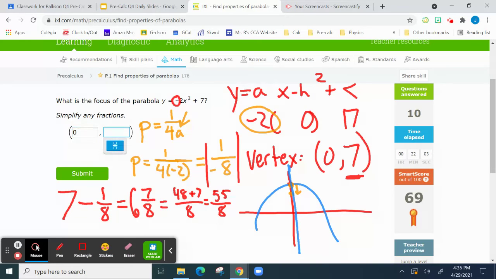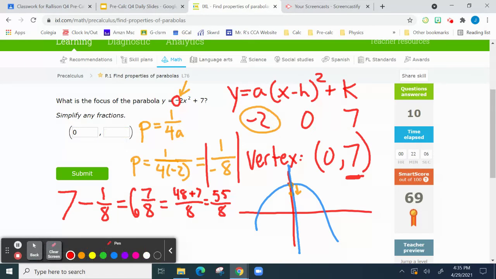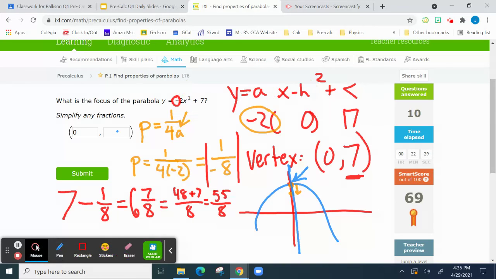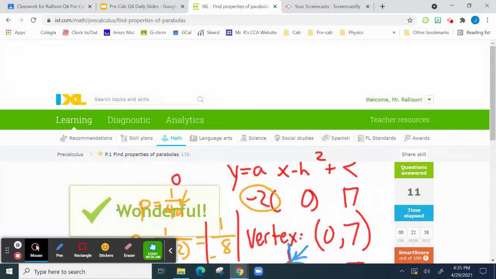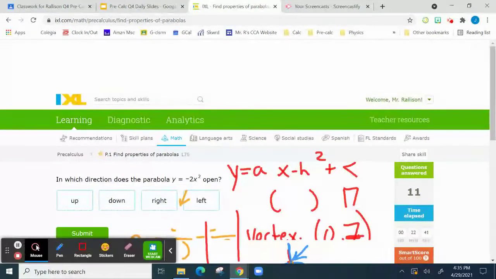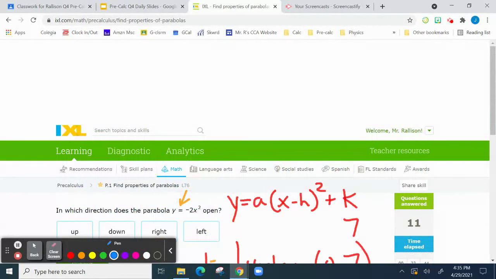And the second thing now is going to be the vertex. Again, just to reiterate, it's going to be the vertex minus p. So it's going to be 7, which is the y component of the vertex, minus the distance from the focus to the vertex, which is p, which in our case was 1/8. So that is going to be 55 over 8. So that's good. Feel good about that.